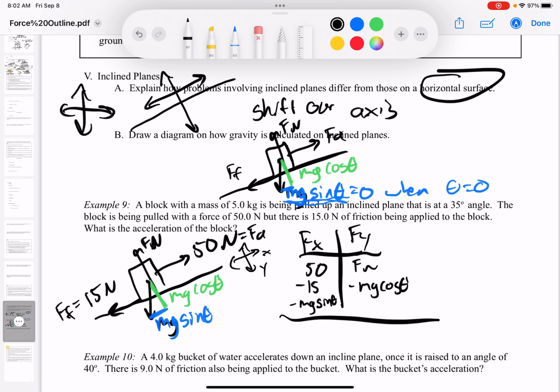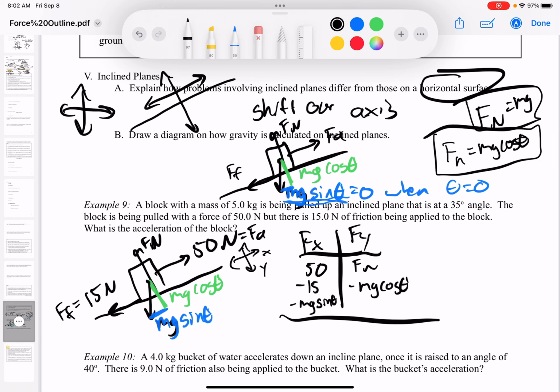So normally in the past we've seen that Fn just equals mg, right? For inclined planes, Fn is going to equal mg cosine theta. Okay, so if it's just on a flat surface and there's no up or down additional forces, then Fn will equal mg. But if we're on an inclined plane and there's no up and down extra forces, then we know that Fn will equal mg cosine theta.